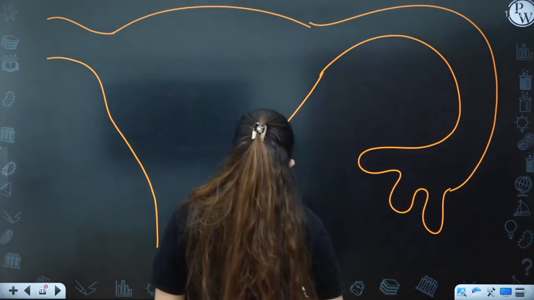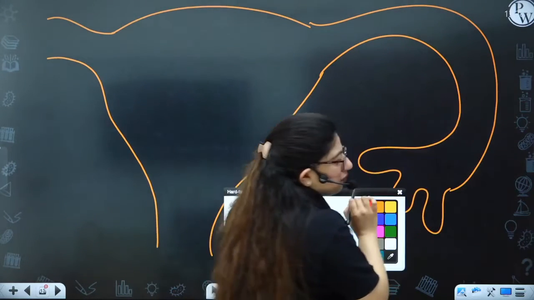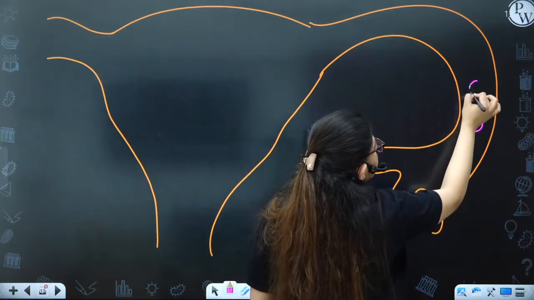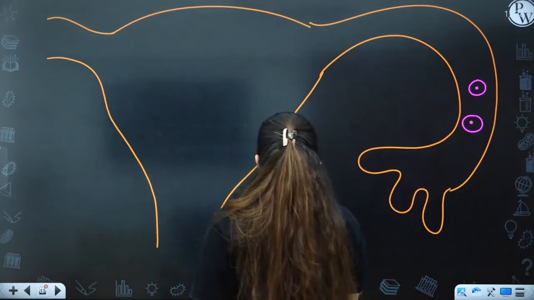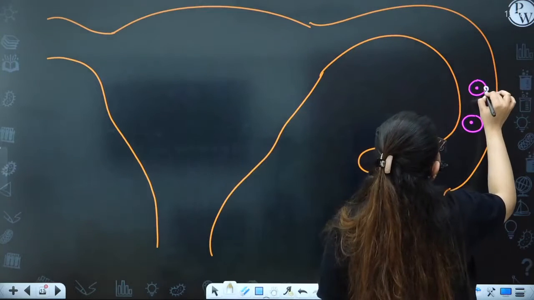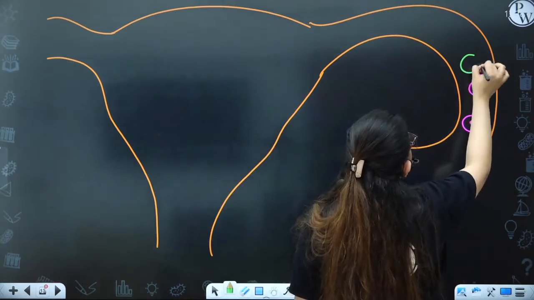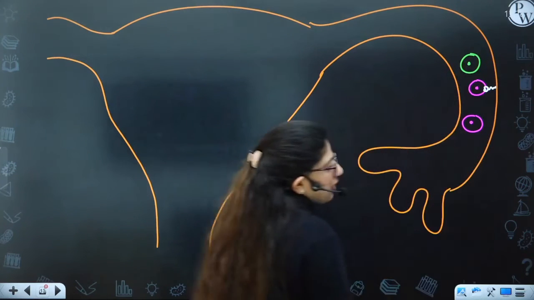So here there was a rupture of the Graafian follicle, and the oocyte arrives here. Now the oocyte has met the sperm, and the fusion has taken place. Now what has been formed? A zygote has been formed.